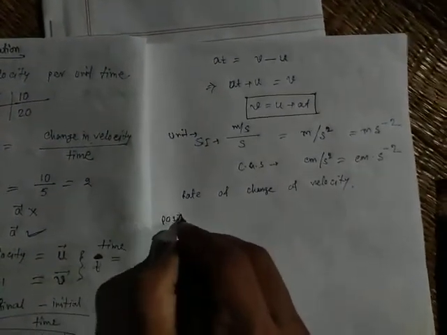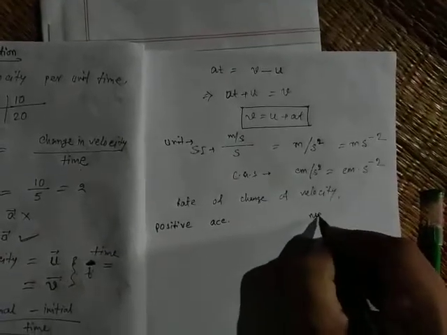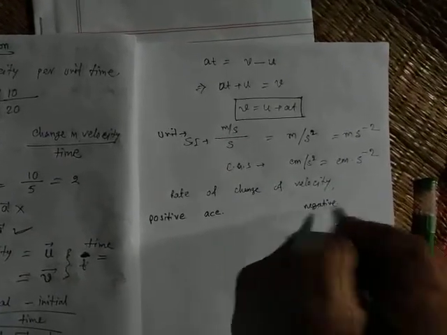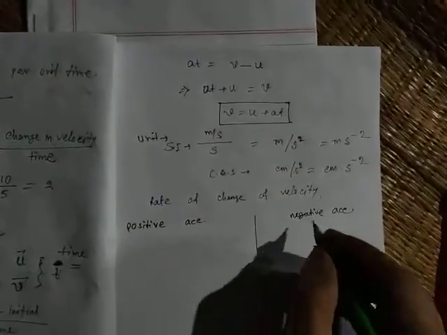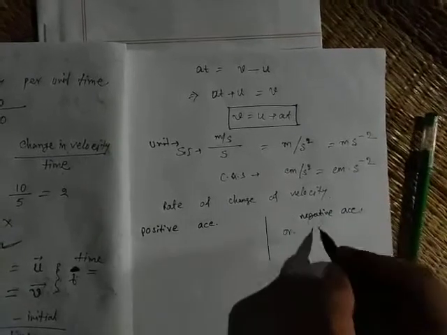Now the types of acceleration. There are two types. One is positive acceleration and the other is negative acceleration. There is another name for negative acceleration: this is also called retardation.